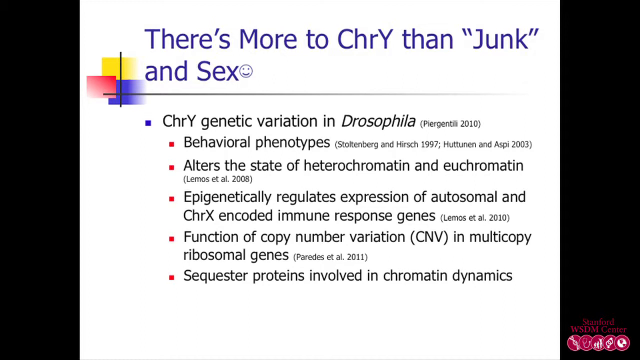And it was shown very elegantly by Bernardo a few years ago that the genetic variation in Drosophila Y chromosomes epigenetically regulates the expression of autosomal and X chromosome encoded immune response genes. And this was attributed to the number of functional copies, the variation in multicopy ribosomal genes.